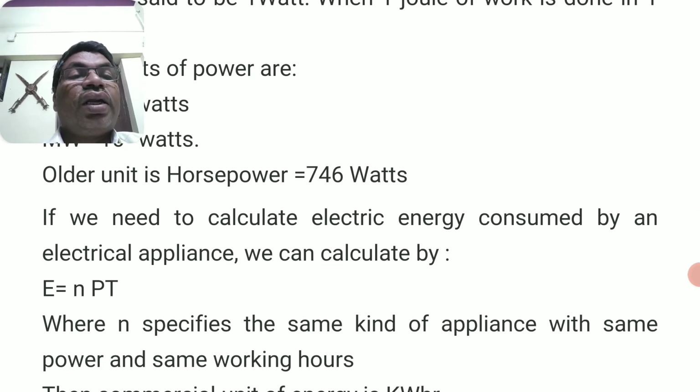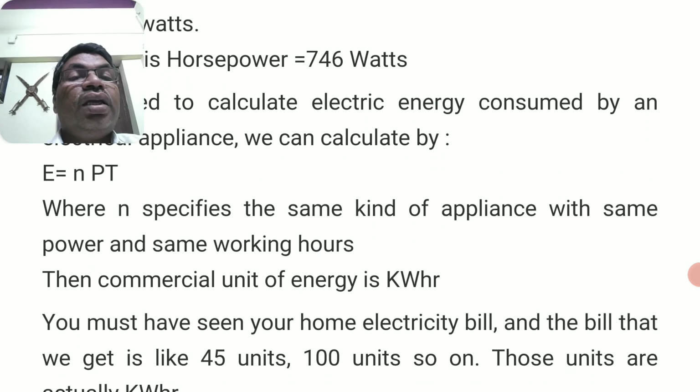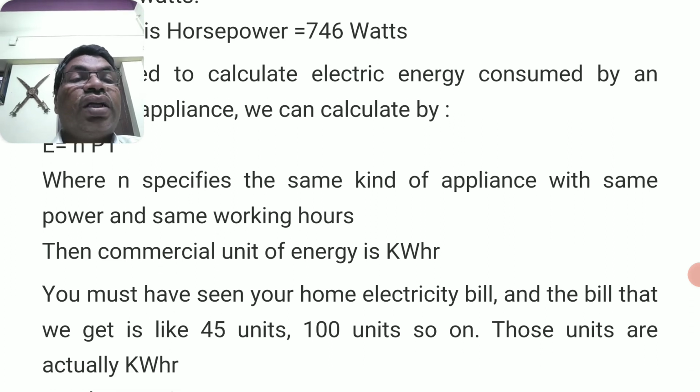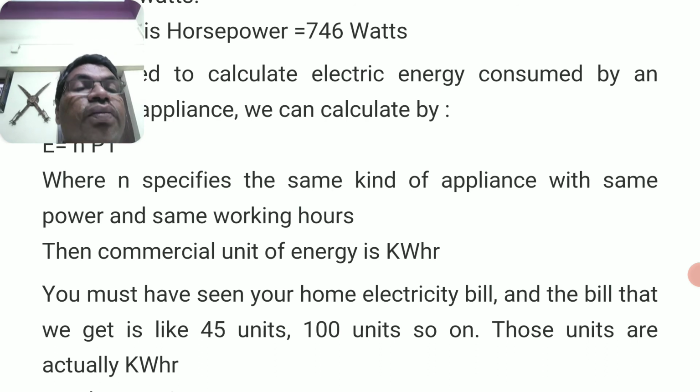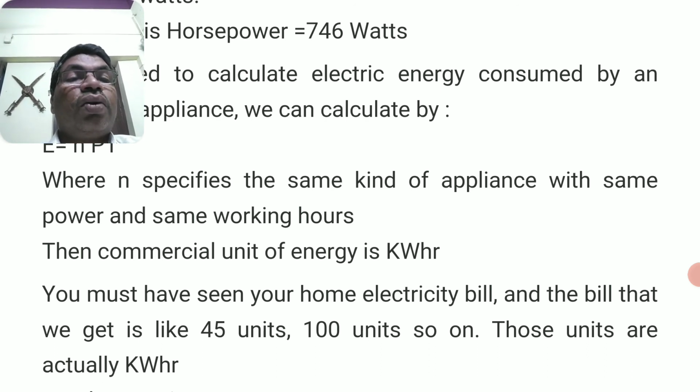If we need to calculate electrical energy consumed by electrical appliances, we can calculate by E = N × P × T, where N specifies the same kind of appliance with the same power and same working hours. Then the commercial unit of energy is kilowatt hour. K is nothing but, in modern days, kilo is 1000. So even for 1000 rupees we say 1k rupees. In such a way K is used.